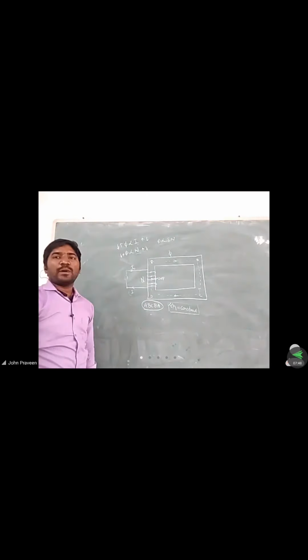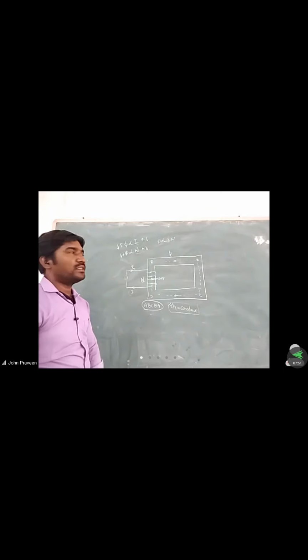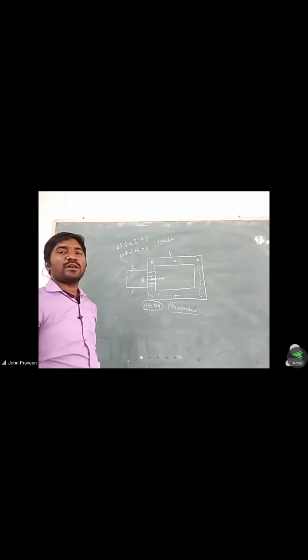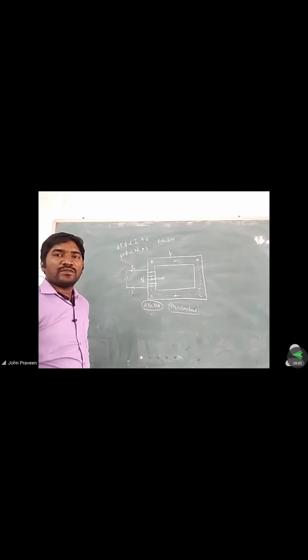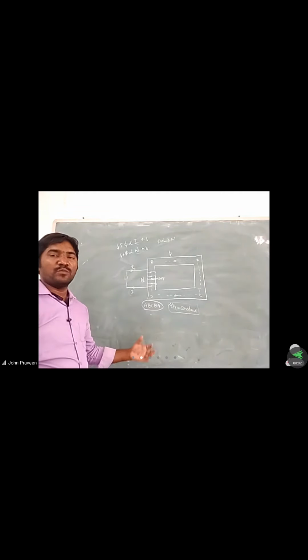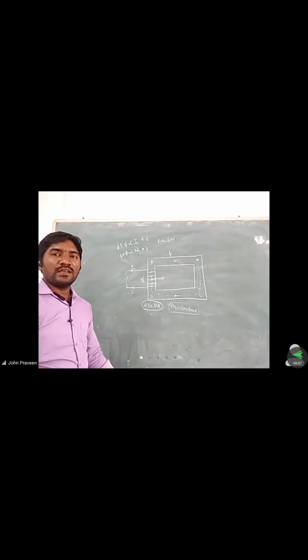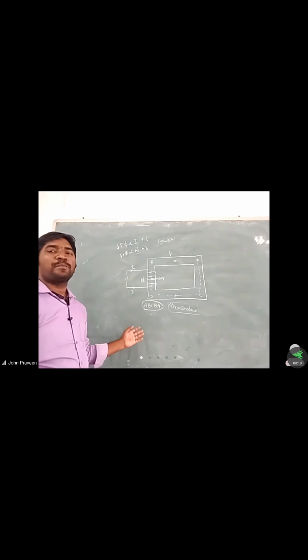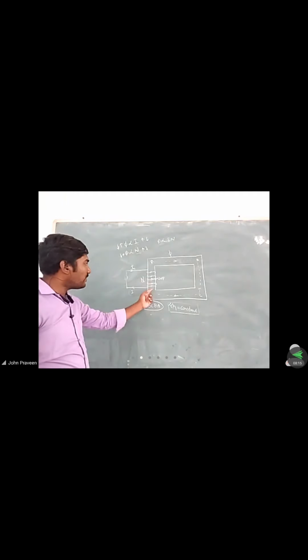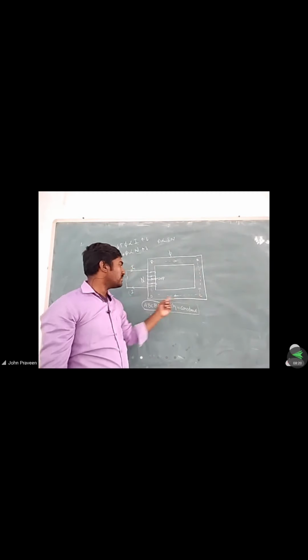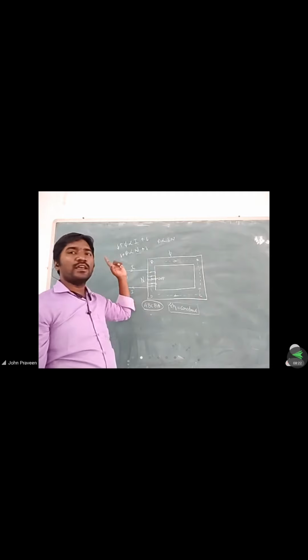But here phi, whatever the flux is produced, will be called the MMF, magnetomotive force. In the first chapter we discussed EMF, electromotive force. The movement of electrons that takes place is called EMF. Here we are taking MMF, magnetomotive force. So magnetic flux will be moving from point A to B, B to C, C to D, and it will form a closed path.